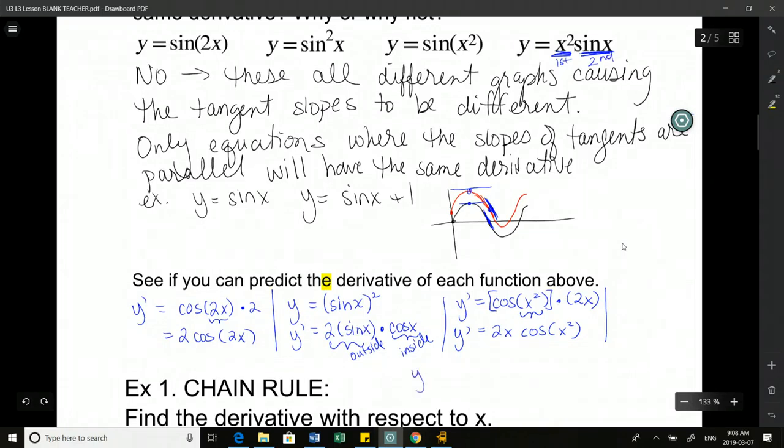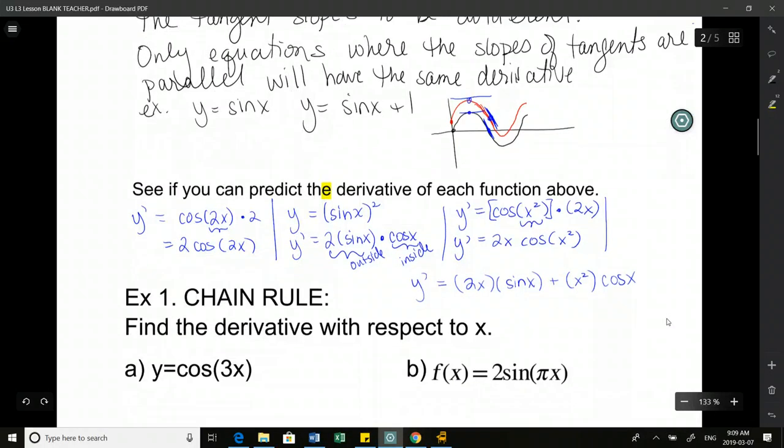So we are going to do, for the last one, derivative of the first, which is 2x, times the second, plus the first, times the derivative of the second, which is cos x. So I think we can kind of drop some of these brackets here. So it's 2x sine x, and then x squared cos x. And that's it.